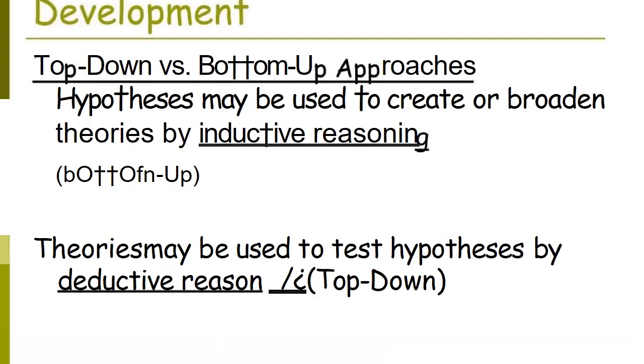So theory versus approach to research development, right? Top down versus bottom up approach. So there are two methods. Everybody knows top down versus bottom up approach. Hypothesis may be used to create the broader theories by inductive reasoning. This is called bottom up method. Theories may be used to test hypotheses by the deductive reason. That is called top-down method. So first, through the theory, you can use the top-down method, and through the bottom-up approach by testing the hypothesis. Next.